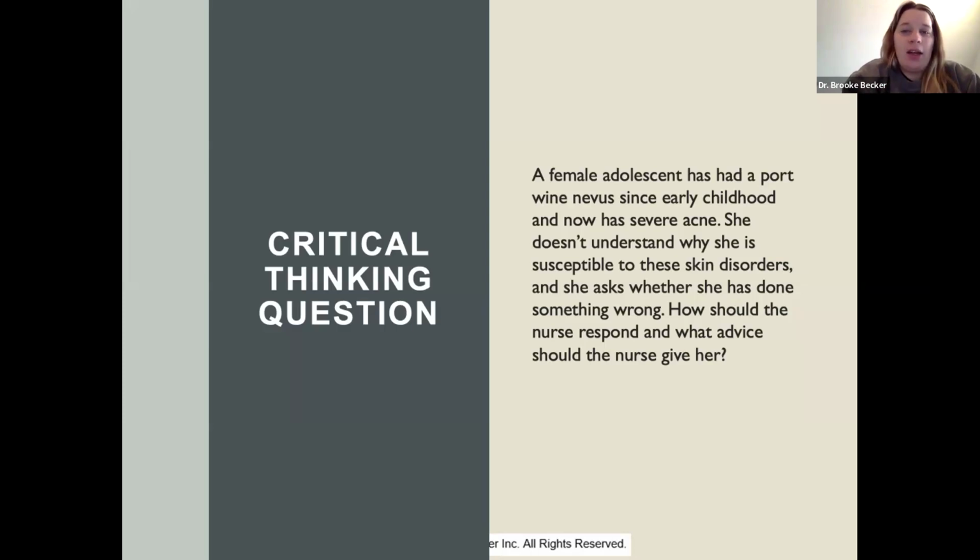So does she have the acne because she has the port wine stain? No. No. It's because she's an adolescent, right? So she's going through those hormonal changes. Now, if you already have a skin irritation or those capillaries are already irritated, you are going to be at more risk for other skin conditions to develop. But it's not because she's done something wrong. So what advice would you give her for her acne?